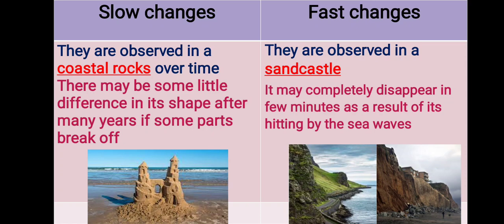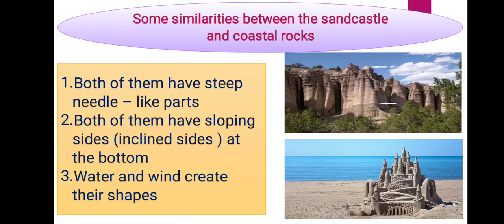So slow changes mean changes take a very long time to happen, and fast changes mean changes take a very short time. Fast changes are like the disappearance of the sandcastle, and slow changes are like the changing of the shape of the coastal rocks. Okay, after that, let's start to talk about the similarity between the sandcastle and the coastal rocks.